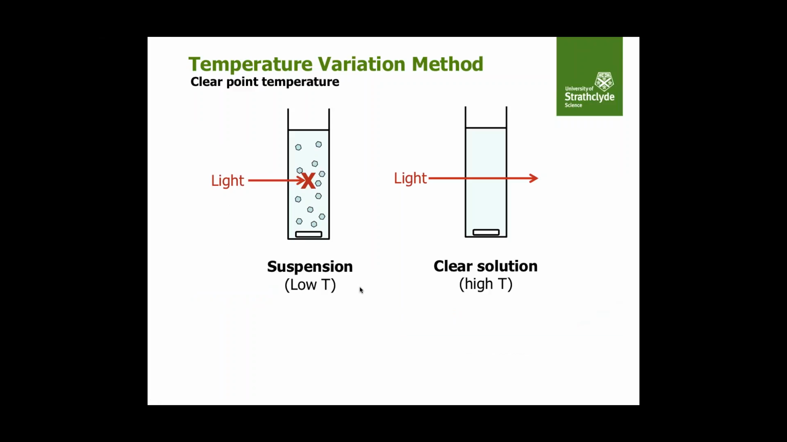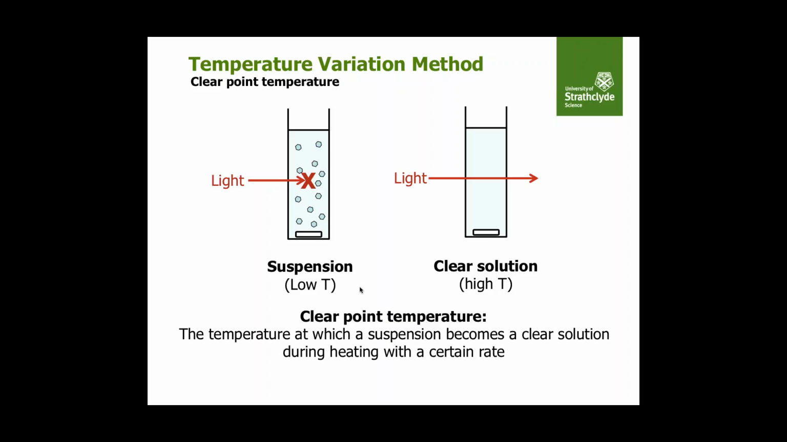We also have a temperature variation method where you would determine the clear point temperature. So then you would start with a suspension at a low temperature, and you just shine light through this sample, and the light is blocked by the crystals. But if you increase the temperature, your solubility usually increases with temperature. So at some point all your crystals will disappear and you will end up with a clear solution at a certain temperature, and that is detected by the light that goes through the sample then. So that would be your clear point temperature. It is the temperature at which a suspension becomes a clear solution during heating with a certain rate.